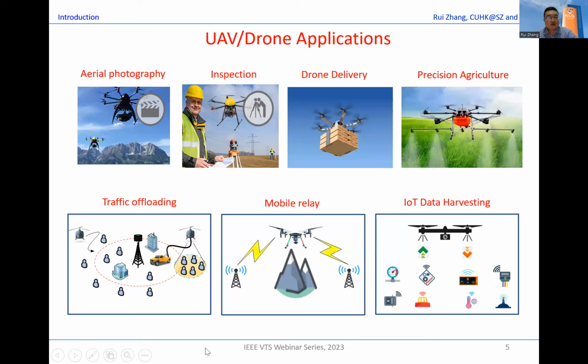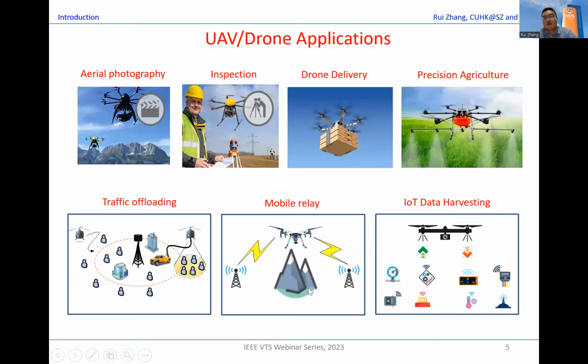And on this page, I also show some important applications for UAVs in communication systems. For example, one typical use of a UAV is for traffic offloading. In this case, we can consider the UAV as an aerial base station, to provide wireless access for some ground users. The main purpose is to help offload the ground base station. In some scenarios, for example, maybe the ground network has already become very congested when you have a very high density of users, so we can deploy aerial UAVs as temporary base stations to enhance the cellular network performance.